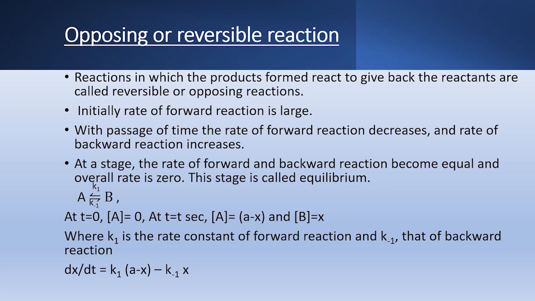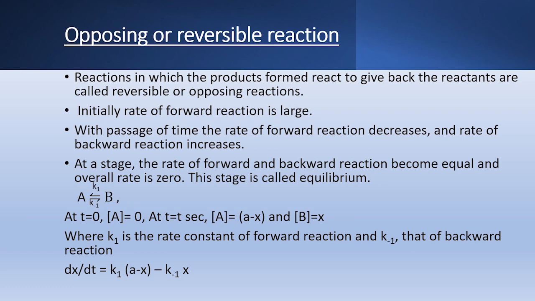K1 rate constant into starting concentration A minus X after a time t. And we know this B, even though B is forming in the forward reaction, it is reacting back, or it is decomposing in the backward reaction. So we have to write minus of K minus 1 into, then we have to consider the B giving A. So K minus 1 rate constant into starting concentration, that means concentration of B, that will be X.